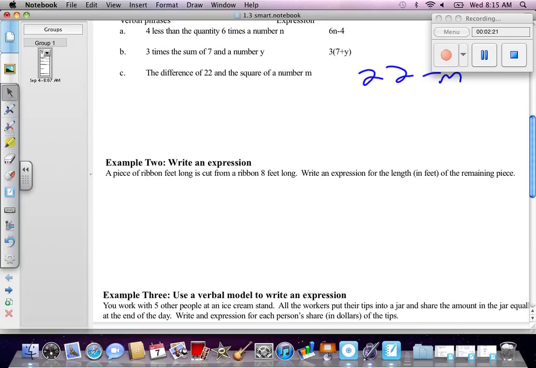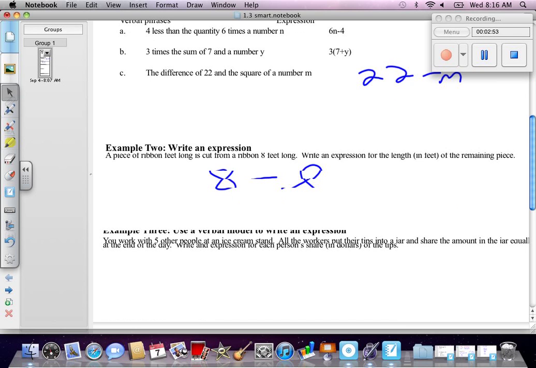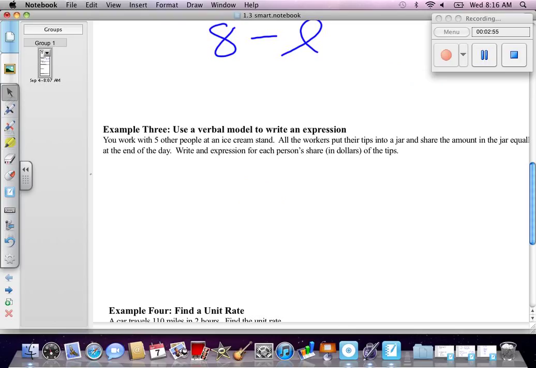A piece of ribbon is L feet long and is cut from an 8-foot ribbon. Write an expression. So how much ribbon did we start with? 8 feet. And we cut off L amount. So we started with 8 feet. We cut off L amount. All right. You have to ask questions about these. I know we don't like word problems, but.